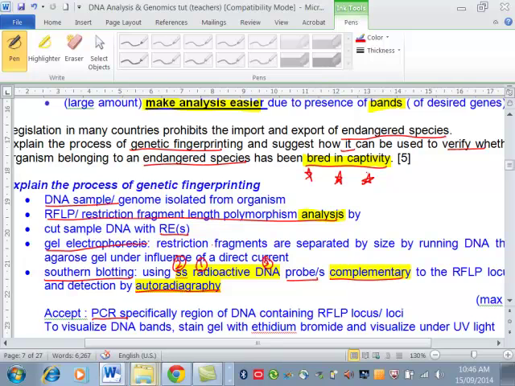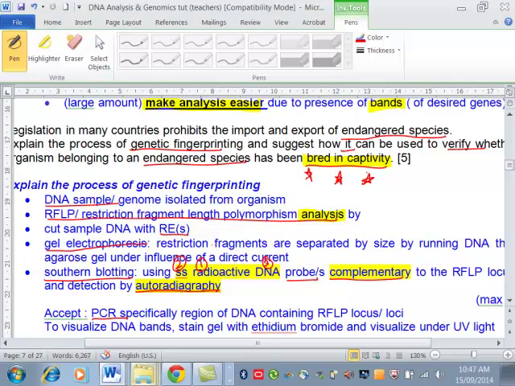Then I want you to write down what the examiners comment on how the students misinterpret. Genetic fingerprint here is used to test whether the animal was bred in captivity or in the wild. Write down: genetic fingerprint is used to test whether the animal is bred in captivity or in the wild, not whether it is endangered or not. So endangered it definitely is. There's no issue about that.